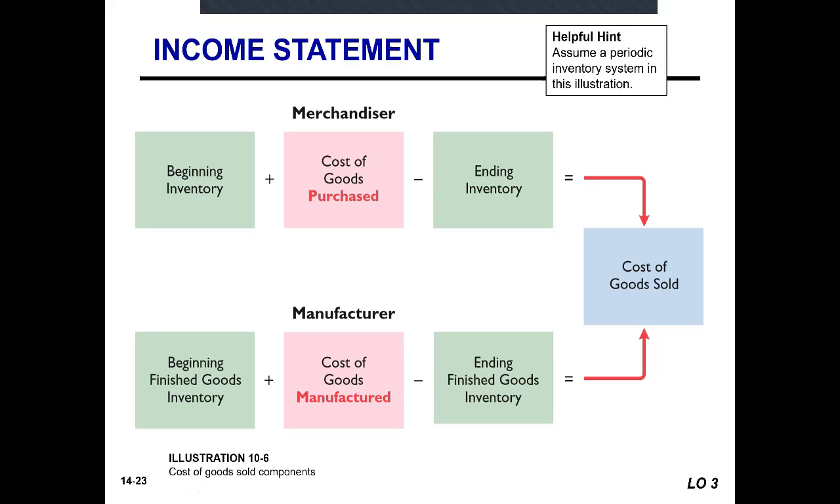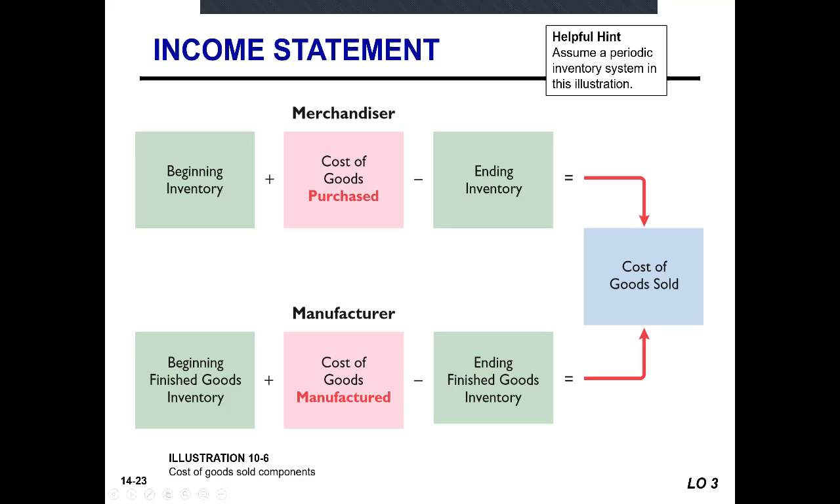So in a manufacturer, we have this beginning finished goods inventory, so basically sitting on my shelf. I have more that I add to it through the working process, right? So what I have sitting there already, plus my cost of goods manufactured and less my ending inventory, I must have sold. What the difference is. It's really the same thing. It's just that it's a different process.